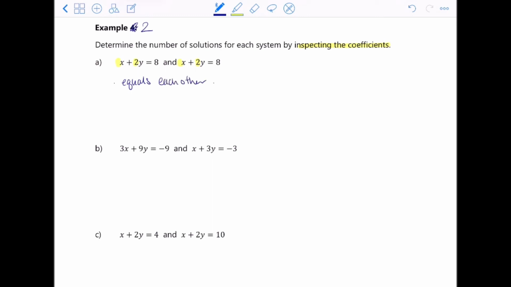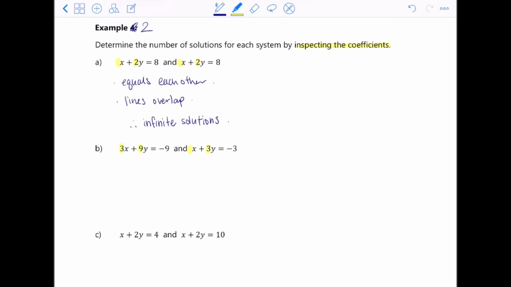So this means that lines overlap. Therefore, there is infinitely many solutions. Infinite solutions. All right, so for part B, we're going to do the same thing. Check their coefficients.